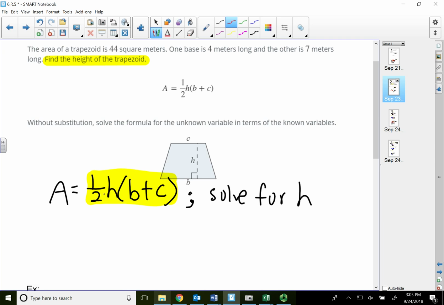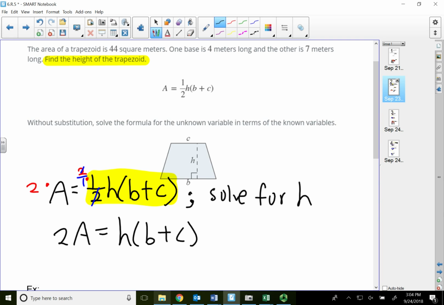So to get rid of this fraction, what I can do is multiply both terms by the reciprocal, which is 2 over 1, or you can say times 2. And why do I want to do that? Because if I multiply both terms by the reciprocal, the top 2 and the bottom 2 will cancel out. So that will just leave me with h times (b plus c), and the other side will become 2a.